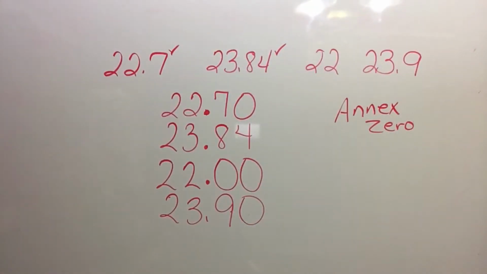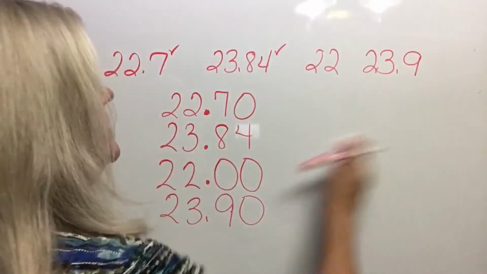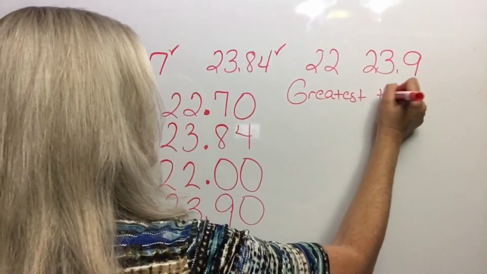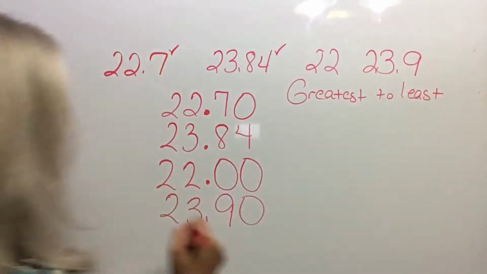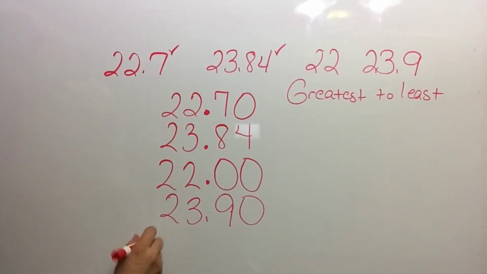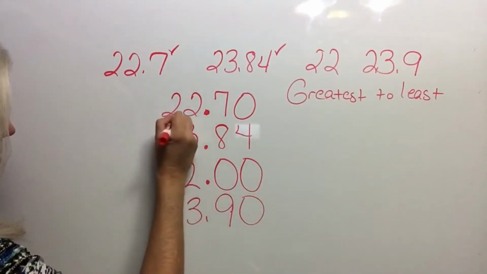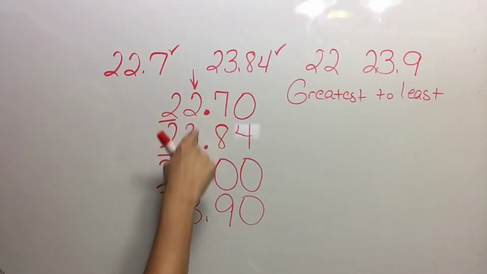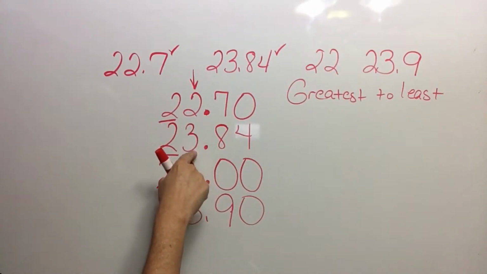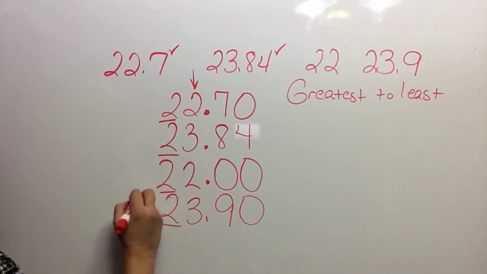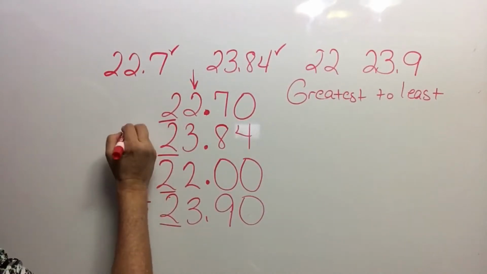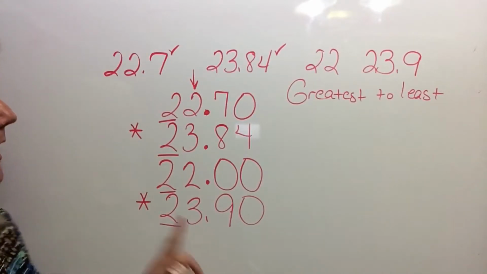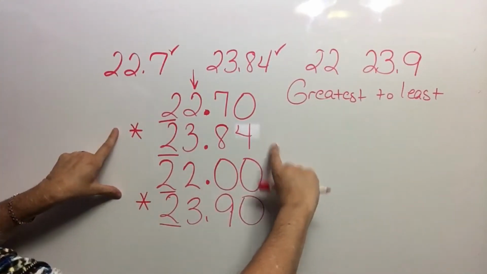Now I want to put these in order from greatest to least. So we're going from greatest to least. And remember, we're going to start comparing on the left. So they all have 2s. So now I'm going to the 1s. I have 2 of them that have 2s, and I have 2 of them that have a 3. So I'm going to put a little star by the ones that have 3s, because I know that 3s are larger than 2s. And I'm just going to look at these 2 numbers for a minute.